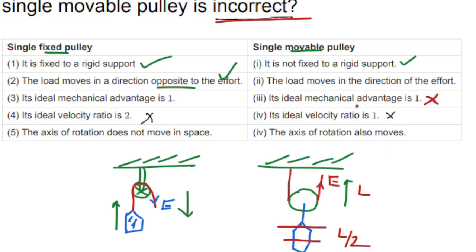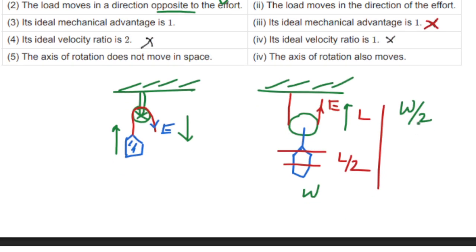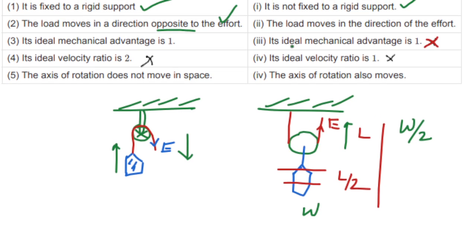So the ideal mechanical advantage in this case will be 2, right? You can understand it in terms of distance, and you can also understand it in terms of load. For example, if this weight is W, then I only have to put an effort of W by 2. Half of the effort I need to put. That is why I'll be able to multiply my force. I can make it 2 times. That is why the movable pulley will have an ideal mechanical advantage of 2, not 1. That's why this statement is wrong.